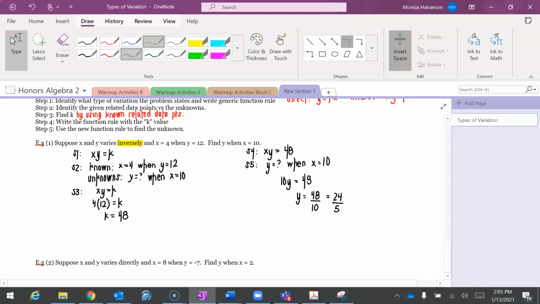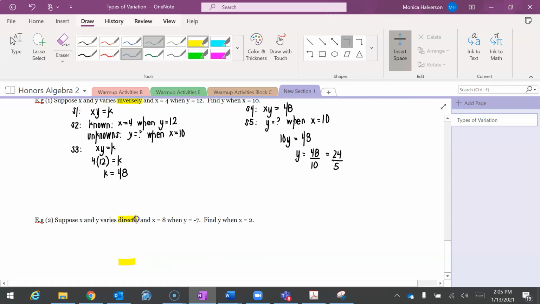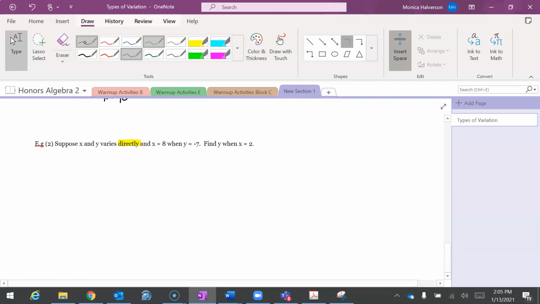Okay, let's go through this one together. All right, so it says directly. So based off of that, we know that we should use, for step 1, y equals kx as our generic function rule. Then step 2, our known related values are x equals 8 when y equals -7. And our unknown pair is what y equals when x equals 2.